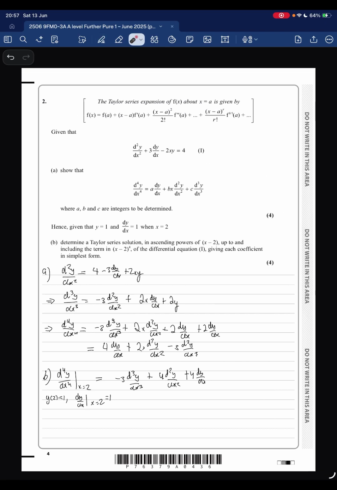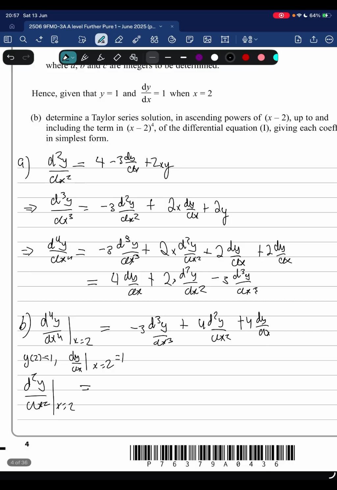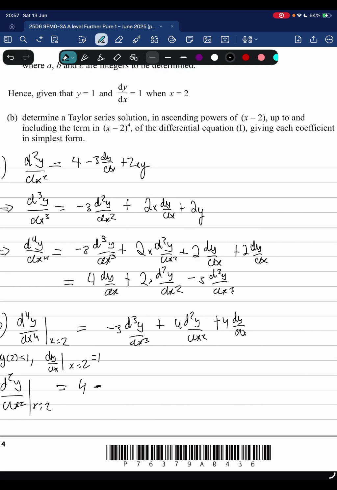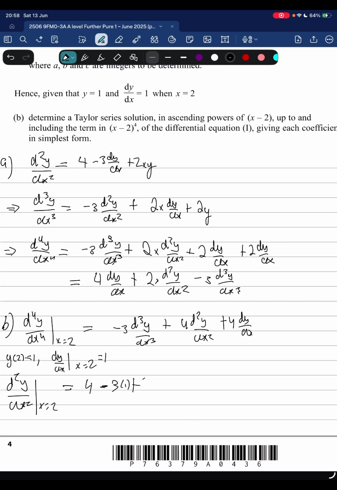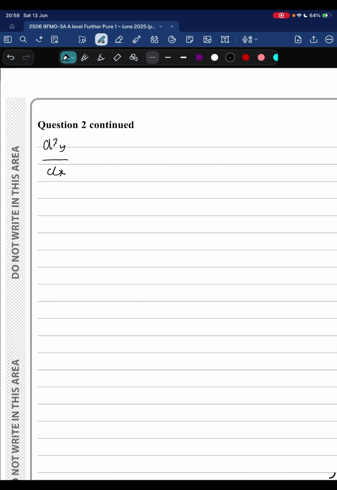So now we can use that into the actual equation, right? So we go to the second derivative and plug in the values. So d2y by dx squared when x equals 2, that is going to be 4 minus 3 times 1 plus 2 times 2 times 1. 4 minus 3 plus 4 equals 5. And now we do the same thing with d3y by dx cubed when x equals 2.